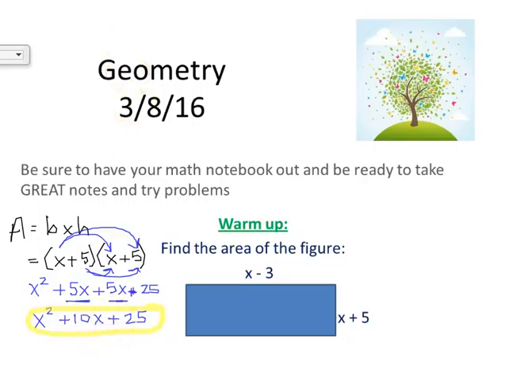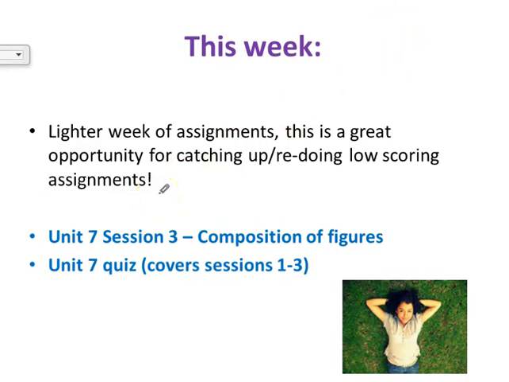Great. So let's move on and take a look at what we're doing this week. It is a lighter week of assignments. This is a great opportunity for catching up if you're behind in the class, or redoing any low-scoring assignments. So take advantage of the fact that this is a lighter week of assignments. We are going to look at Unit 7, Session 3, where we find the area of a composition of figures. We call them composite figures, where we're putting a couple of different figures together.